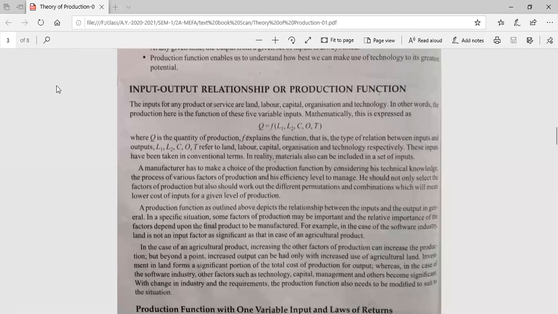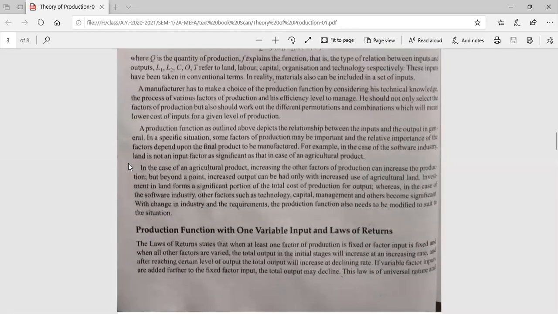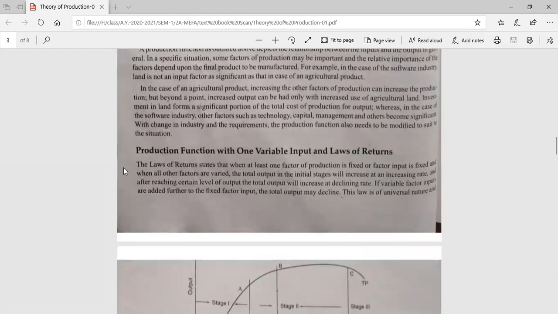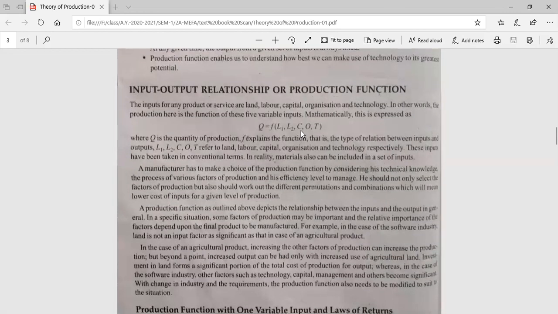So in the input output relationship, what we want to identify is we want to measure the output quantity produced based on the input factors. To identify that, we are seeing the production functions. For example, here we have taken around five variables: land, labor, capital, organization, and technology. Not only that, we also have the machines there. We can also include the machines if possible.